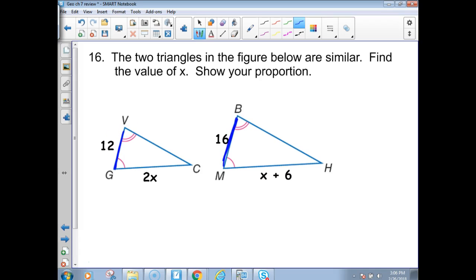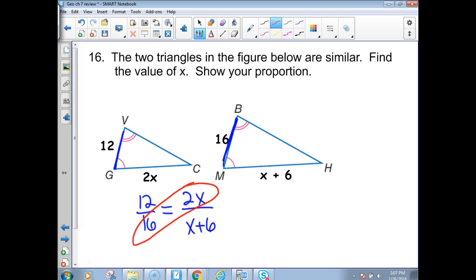12 is to 16. I don't care if yours is exactly the same ratio as mine, because there's more than four ways to correctly write every proportion. But you have to have 2x across from the 16 and 12 across from the x plus 6 in your ratio.